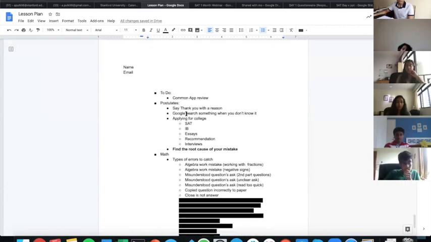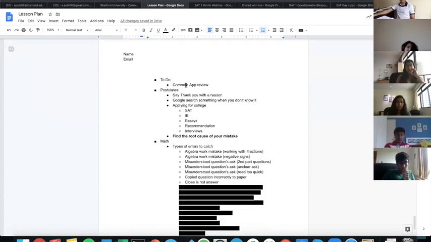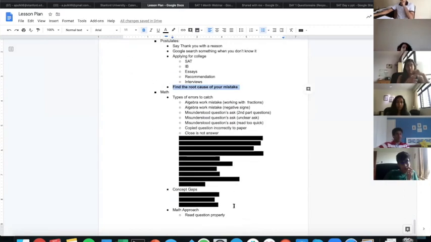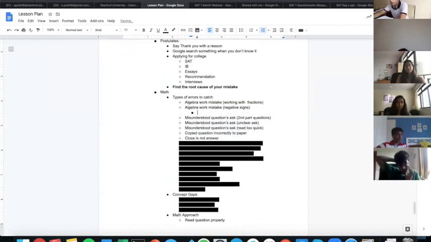Cool. So this is what you should have. We've done name, email, to-dos, postulates, which is lessons that we've learned. And make sure now you've added, find the root cause of your mistake under lessons. All right, under math, we went through a lot of errors to be caught. So we said algebra work mistake, which is when you're working with fractions. Algebra work mistakes if you are not good with negative signs. And under this, you want to add whatever number of the question it was, right?